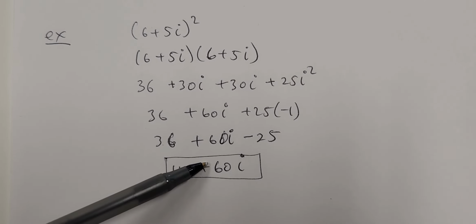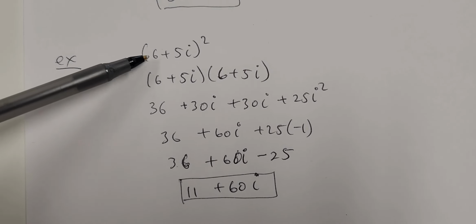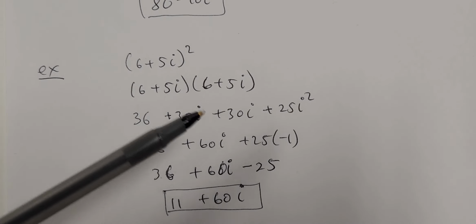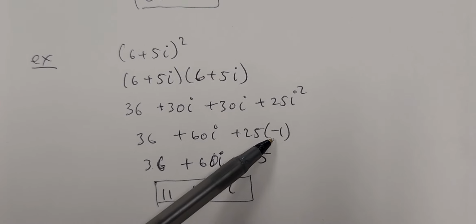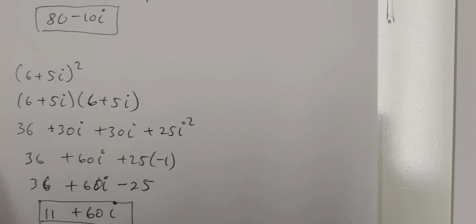So 11 plus 60i is the answer to this 6 plus 5i squared. Again, just multiply, combine like terms. If I see i squared, I turn it into -1. Okay, so that is for multiplying complex numbers.